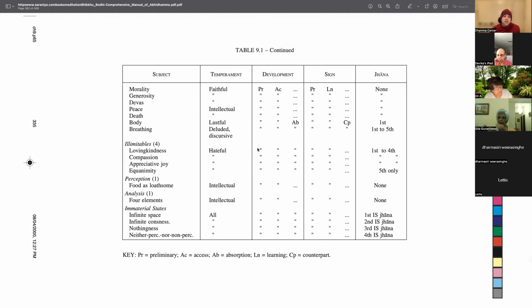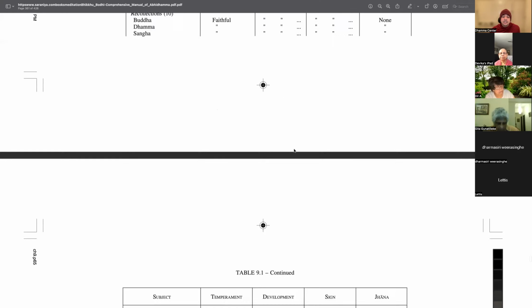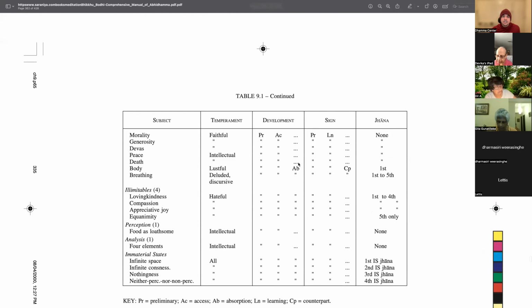Loving kindness: in the development, we have the preliminary, the acquired, and the absorption side.